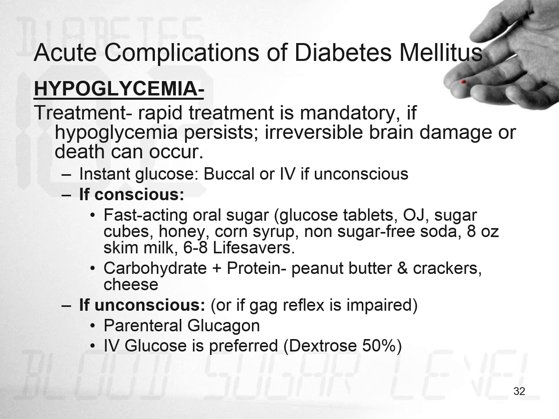And then we can follow that up with carbohydrates and protein like peanut butter and crackers or cheese. A lot of times in the hospital setting, they'll use graham crackers and peanut butter. If they're unconscious or if their gag reflex is impaired, we want to do a parenteral glucagon or IV glucose is the preferred route, and it's really, really quick acting, that dextrose 50%.